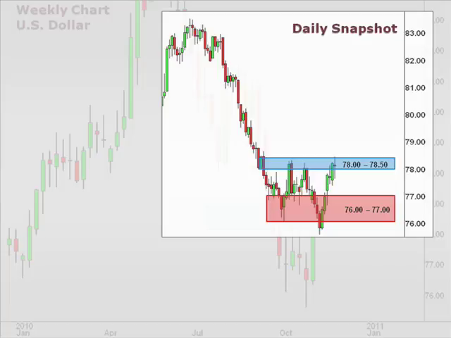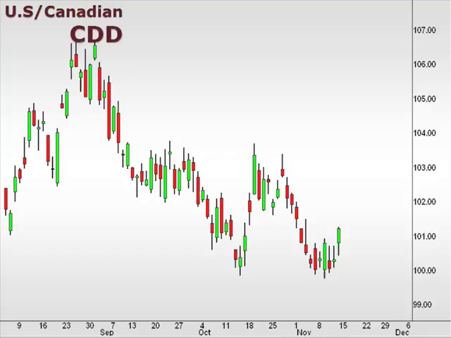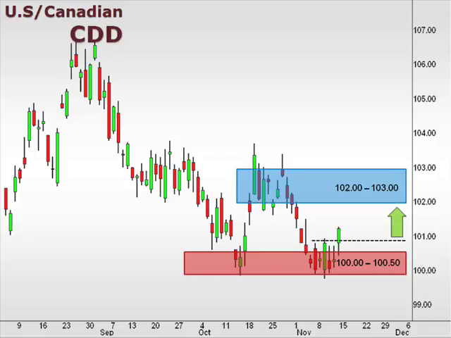Now, the daily chart reflects the strong overhead resistance at the 78.5 focal zone much more clearly. We would like to see a break and a possible consolidation above the 78.5 level to lend further credibility for a continuation higher. Let's take a look at the CDD, the US versus the Canadian dollar. Well, the CDD bounced off of the 100 level, suggesting a possible strengthening US dollar against the Canadian dollar. Now, this break above 101 opens the window for a push towards this 102-103 focal zone.